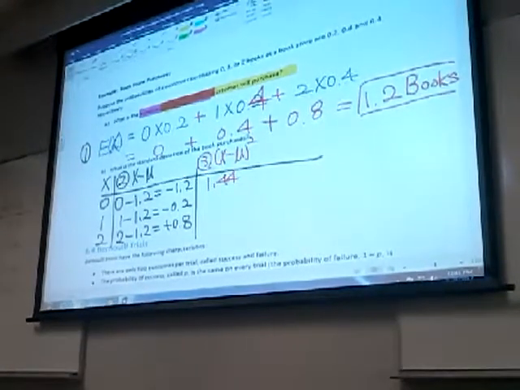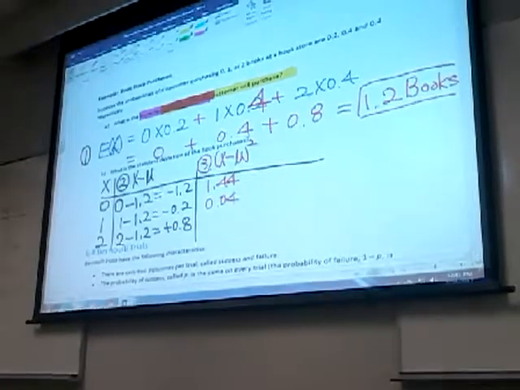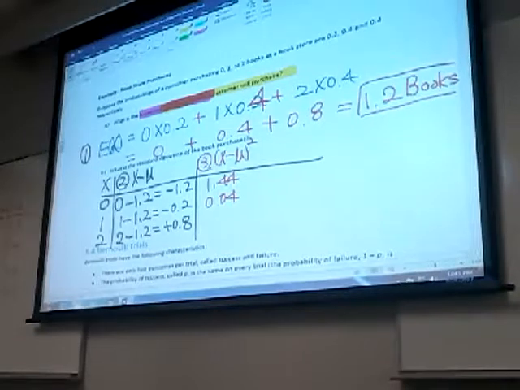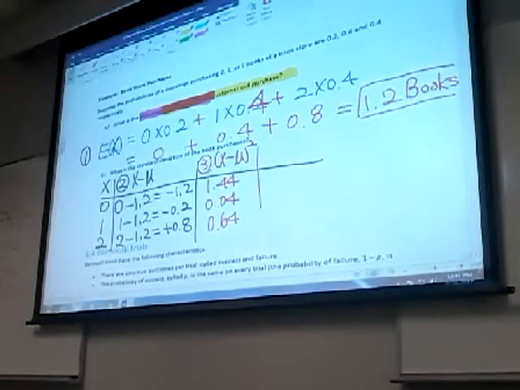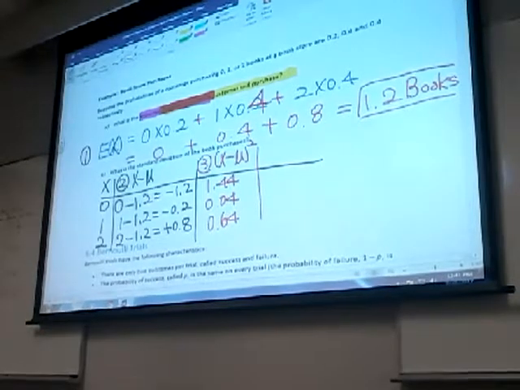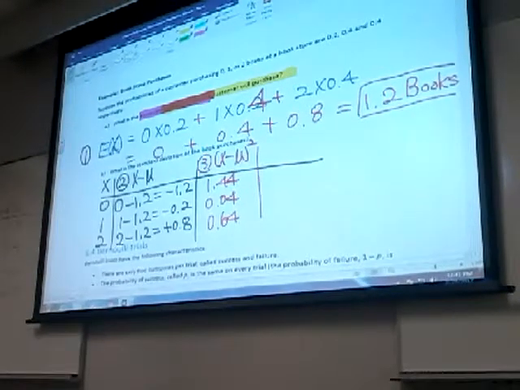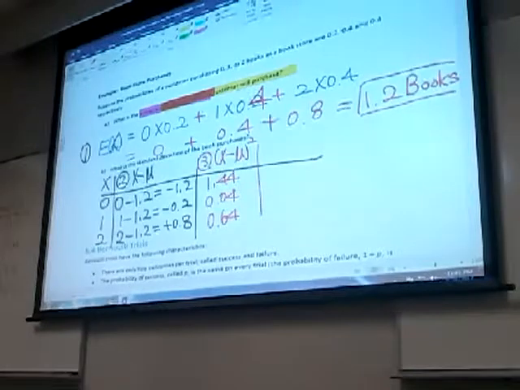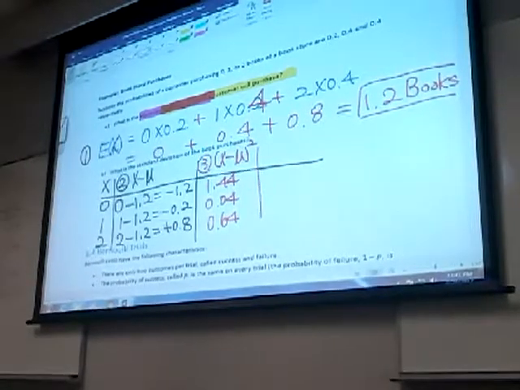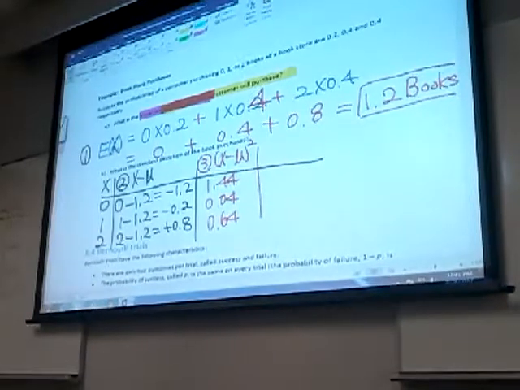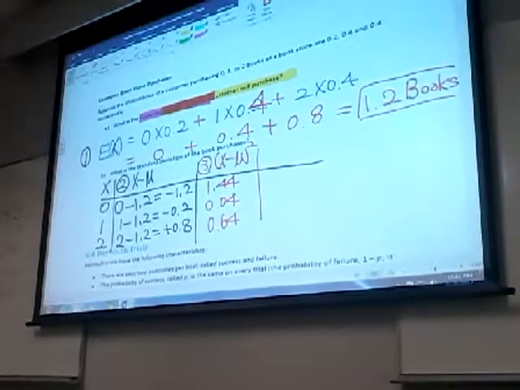0.04. 0.8 squared is 0.64. Be careful, whenever we take the square, it will be all positive. Step 4. Be careful. Before taking the sum, we have to multiply each by its probability.